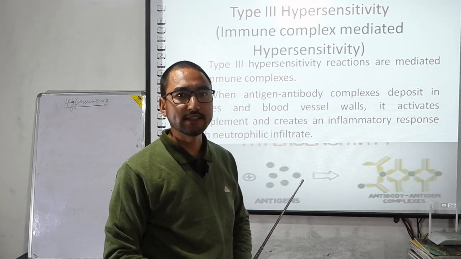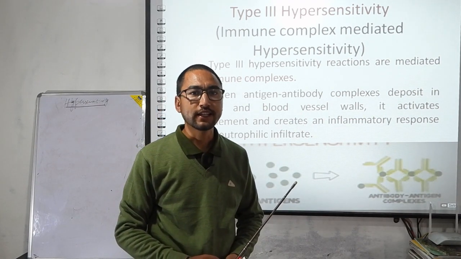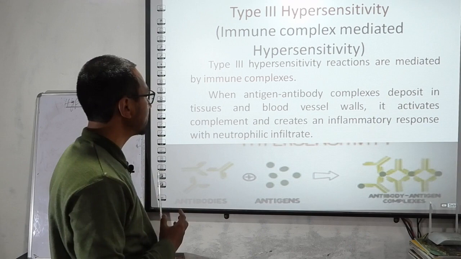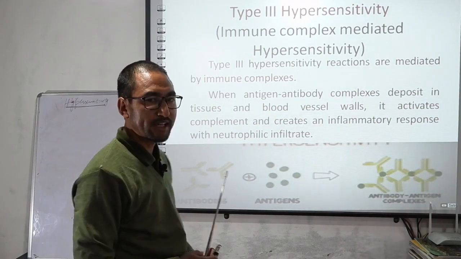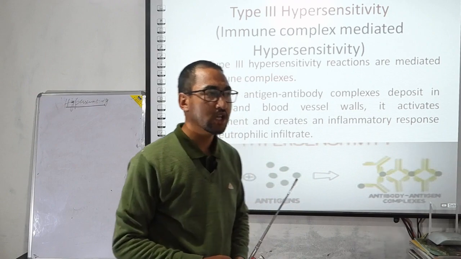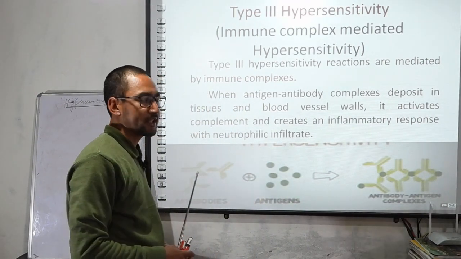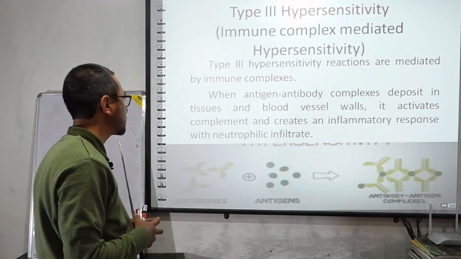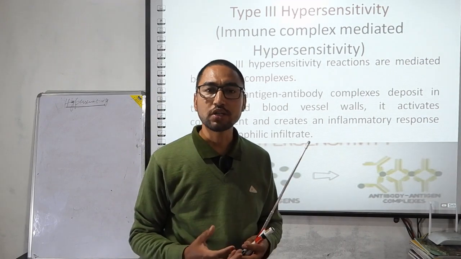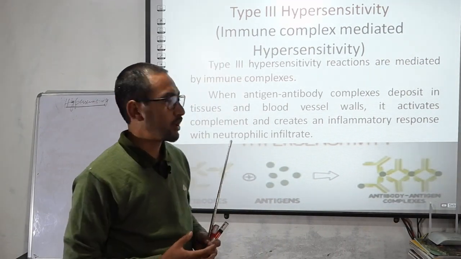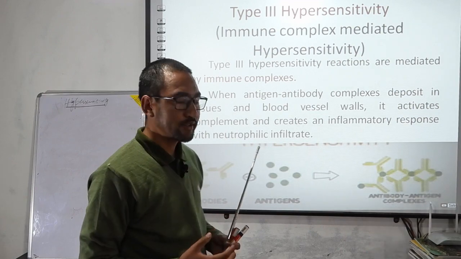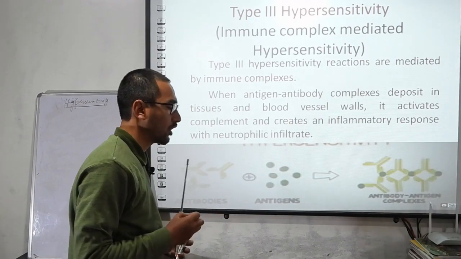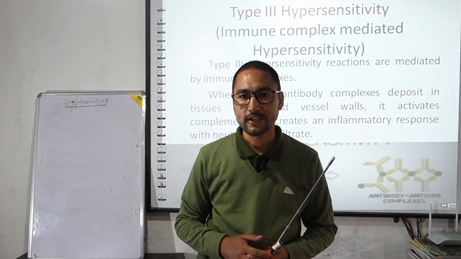So moving on to the third type of hypersensitive reaction, that is type 3 hypersensitivity. It is an immune complex mediated hypersensitive reaction. Why it is immune complex mediated is because there is antigen and antibody interaction. Because of this interaction, there is formation of immune complexes. These immune complexes are formed within the blood vessels and finally lead to an inflammatory response because of the injury to the cells.